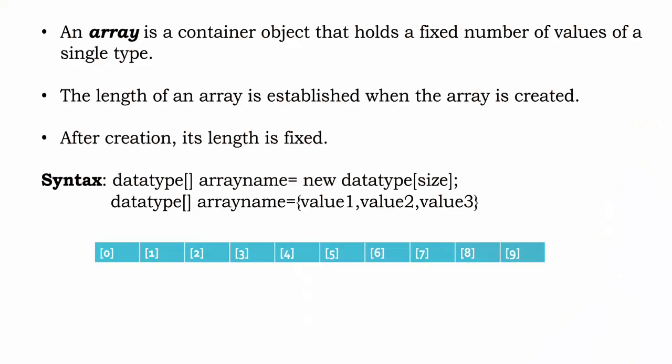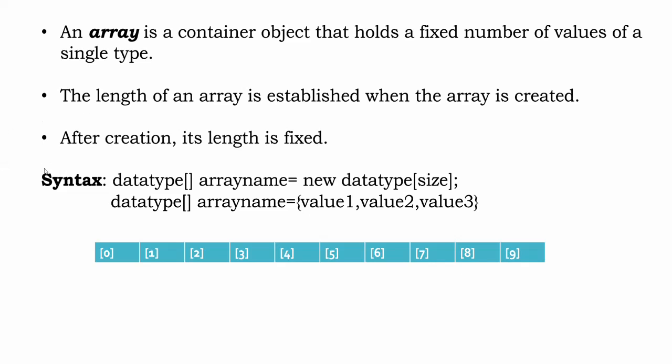Let's get started. An array is a container object that holds a fixed number of values of a single type. The length of an array is established when the array is created. After creation, its length is fixed.